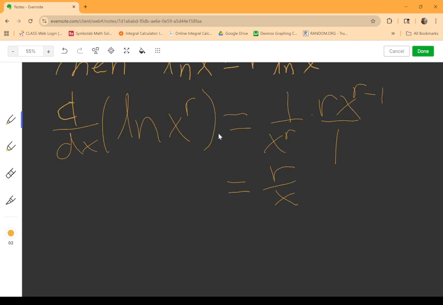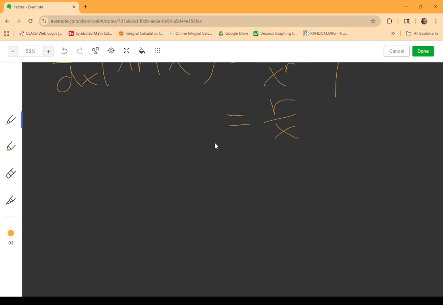Now let's do this with our other function, the derivative of r ln of x. Now r is a constant, so you're not going to be taking the derivative of it. Just take it out of the derivative operator, and then you just get 1 over x times r, which reduces to r over x.